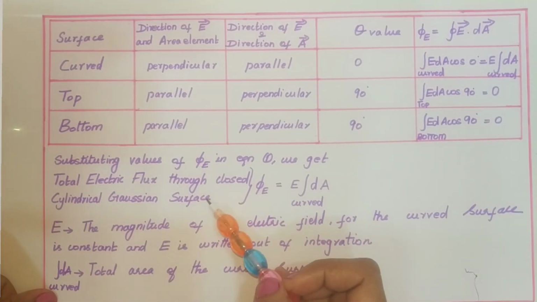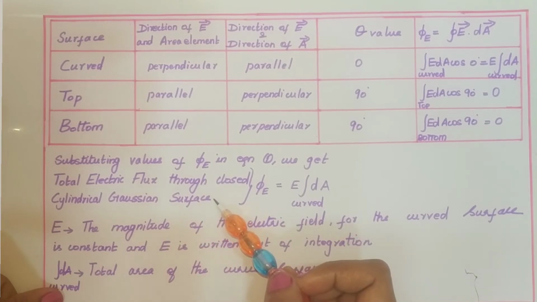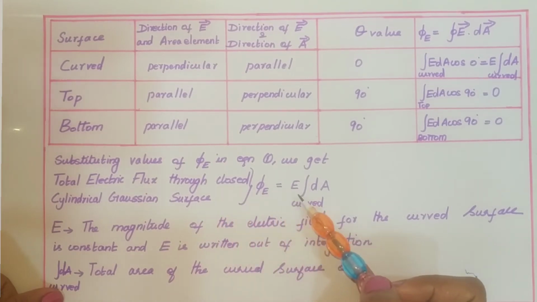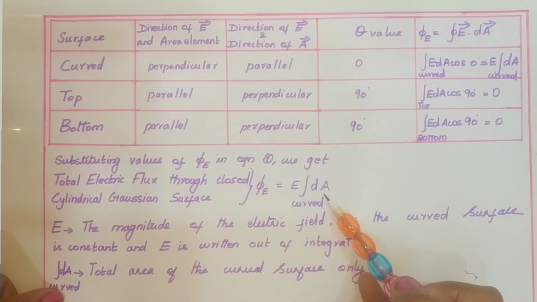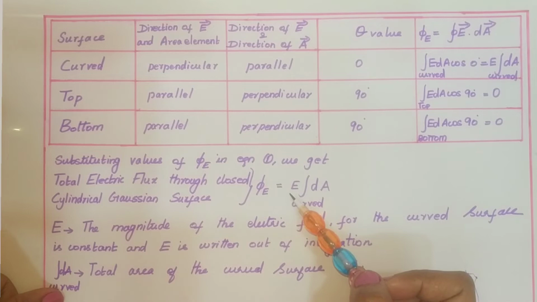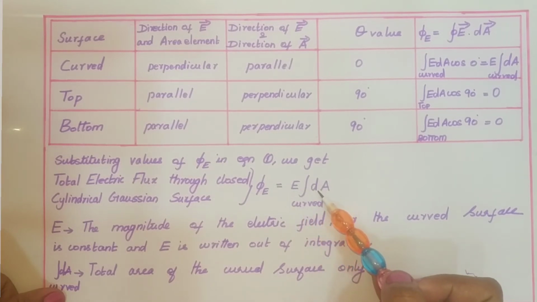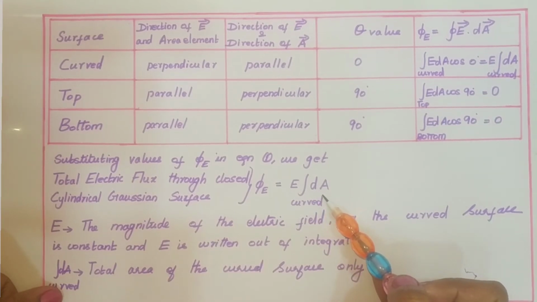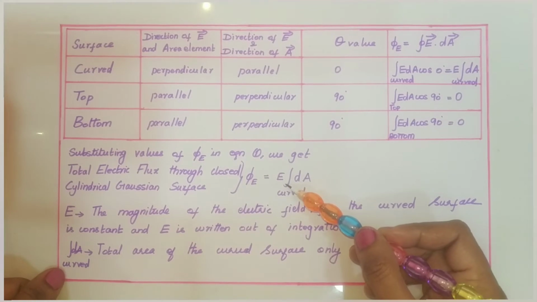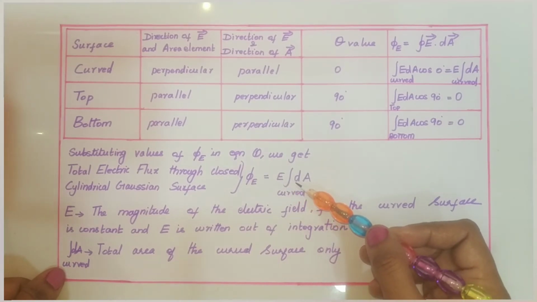When we substitute all these values, the total electric flux through the closed Gaussian surface will be phi E equal to E times the integral over the curved surface of dA. Here E denotes the magnitude of the electric field for the curved surface. It is a constant, and that's why we have written it outside the integral. Integral dA represents the total area of the curved surface only. Now we have to find the expressions for E and the integral over the curved surface dA.